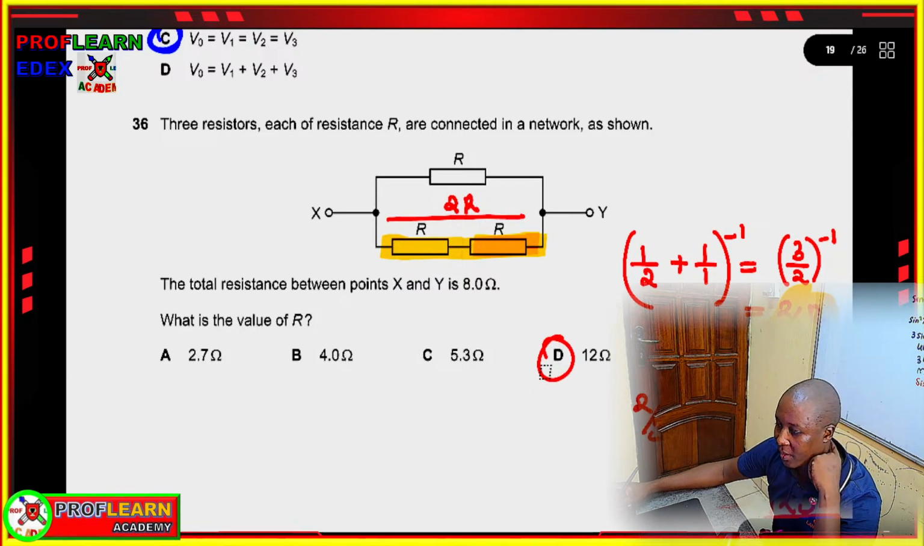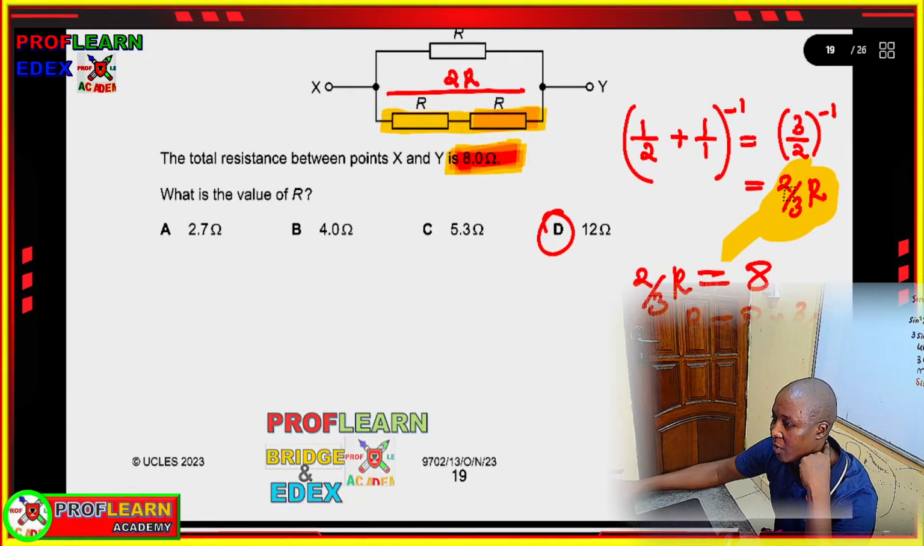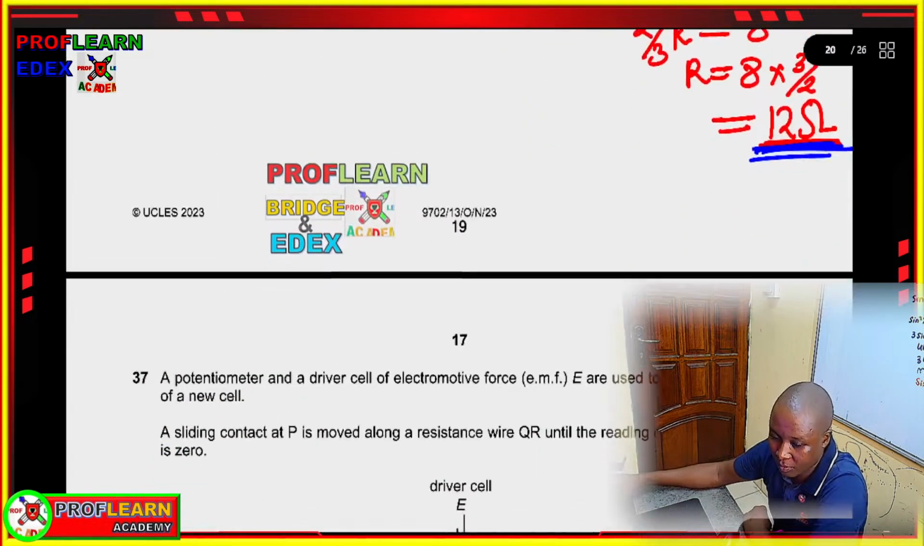Then we are told that the resistance between X and Y is 8.0 ohms. So which means we can now say the resistance we have gotten here, 2/3 R, is equal to 8. Then we make R the subject of the formula to get the value of R as 12 ohms.